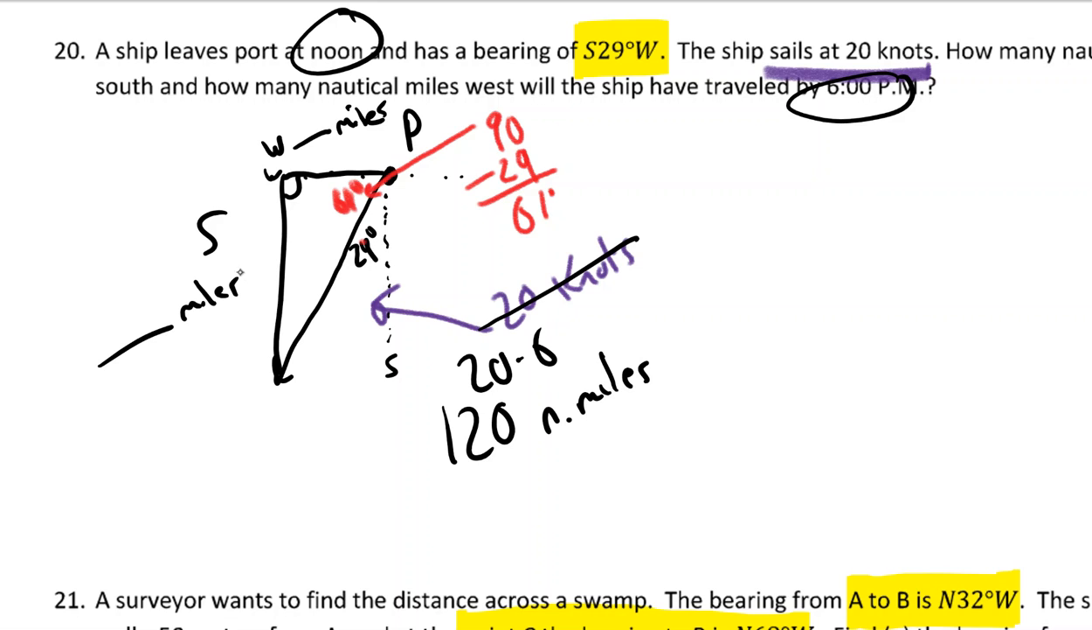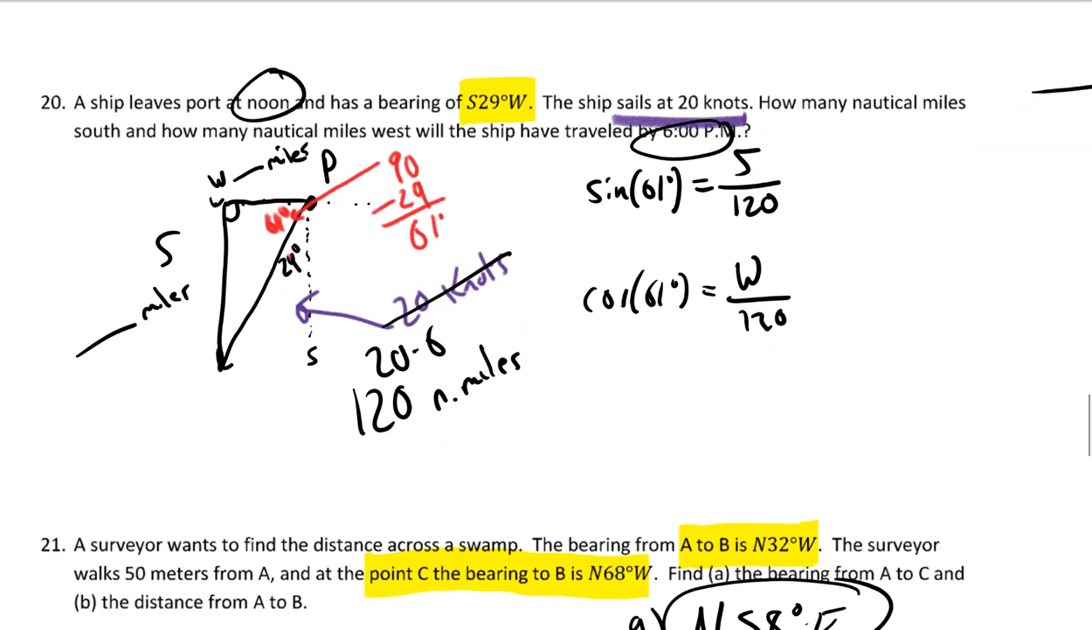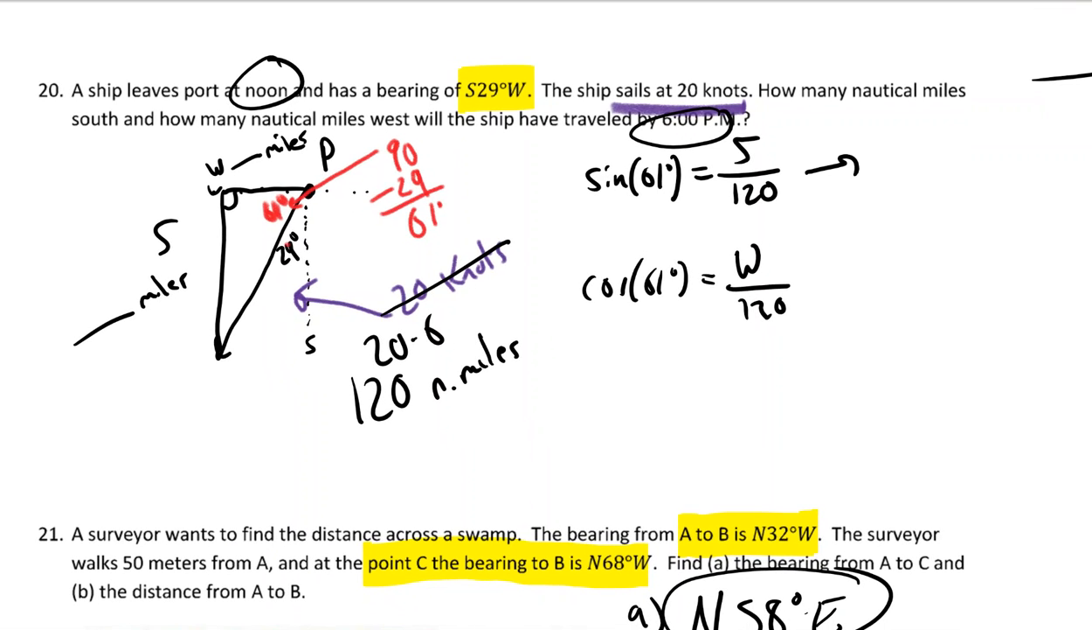Okay, and so if you're trying to find how many miles south they went, looks like you're trying to find opposite when you know hypotenuse. That would be sine. And if you're trying to find how many miles west, that's adjacent when you know hypotenuse. So that would be cosine. And then the hard part's behind us. Multiply both sides by 120.